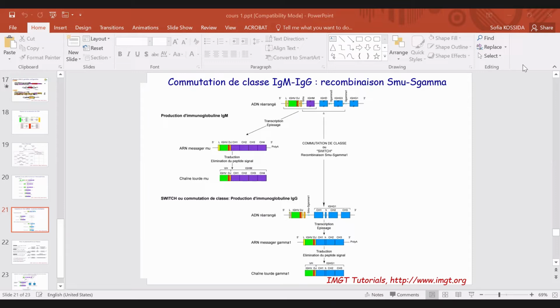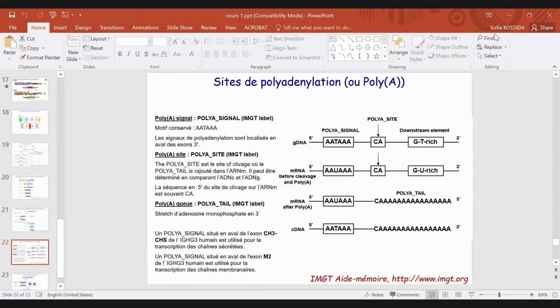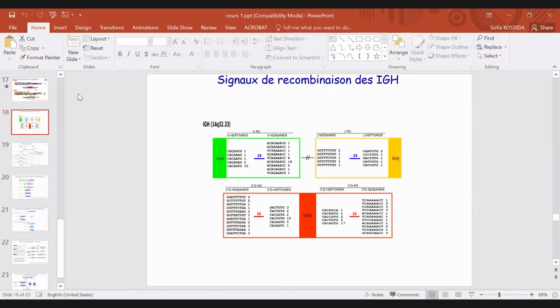What else do I want to show you? I want to show you this, that I think you know already. The poly-A signal, I'm not going to spend much time on it. You all know what a poly-A signal is. I don't think there should be more time spent on this. However, I would like to spend a bit more time on this one.